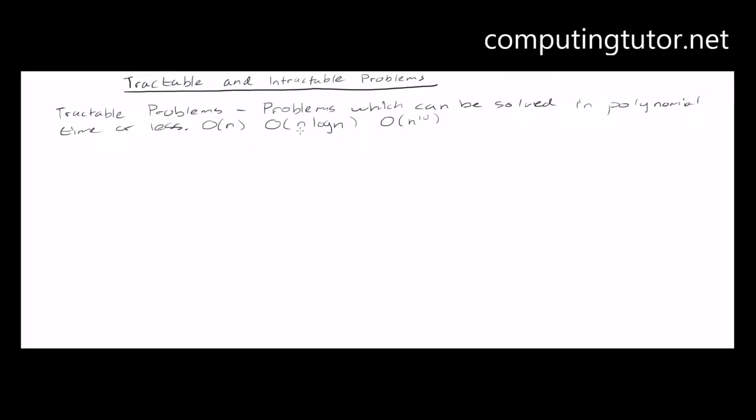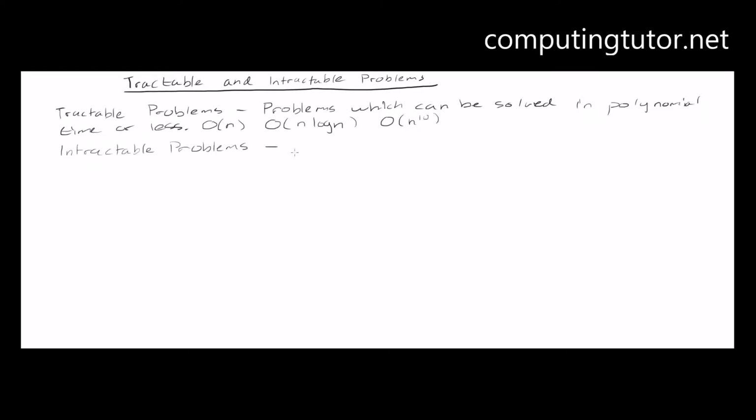Those are all polynomial time complexities, and these problems tend to be able to be solved in a reasonable time for the solutions to the problem to be useful. But that's not always the case. It depends on what your input is, and I'll go over that in a second. But let's first look at the intractable problems.